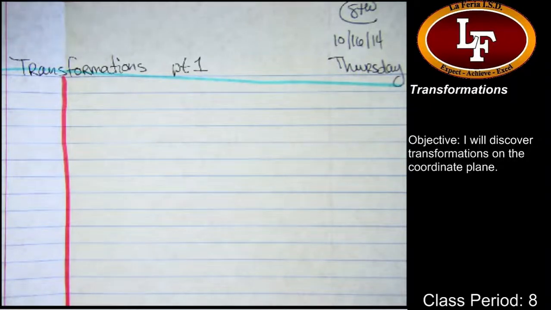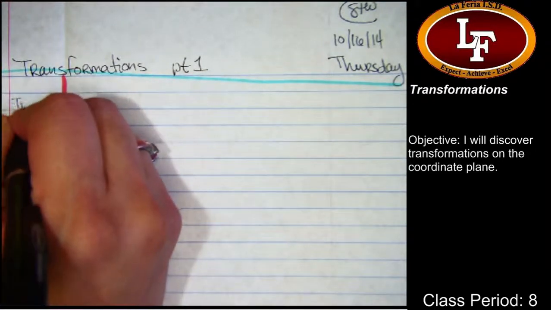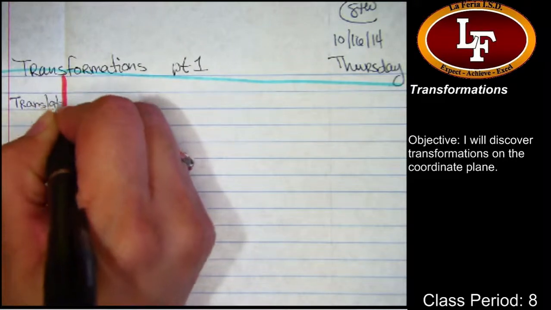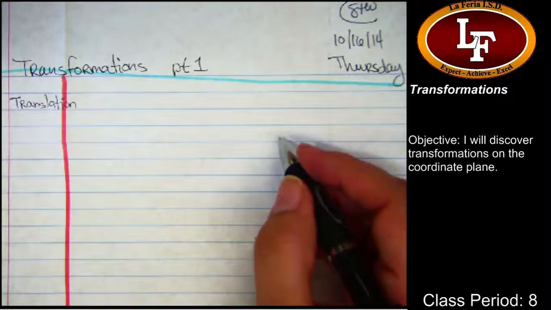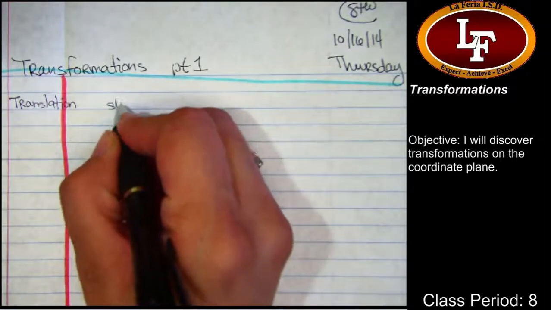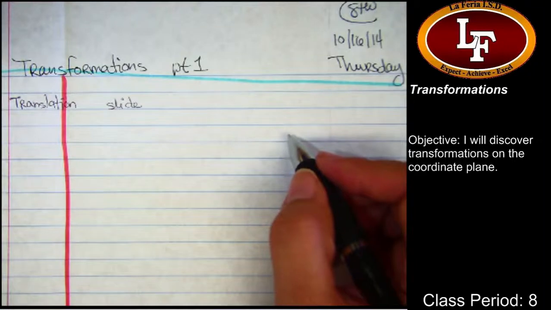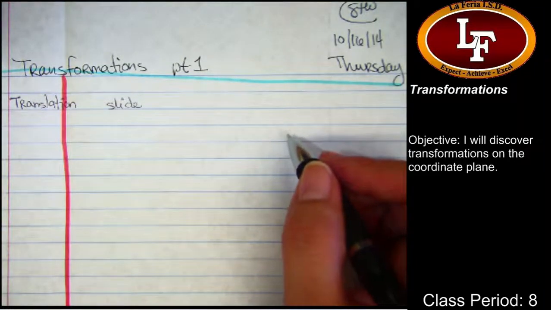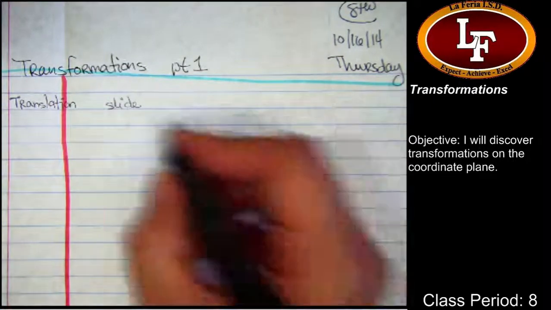Thank you very much. So I'm going to introduce you to 3 of our transformations today, and we'll continue working with them tomorrow and Monday. The first one is translation. A translation is a slide to the left, a slide to the right, a slide up, and a slide down, because we're on the coordinate XY plane.